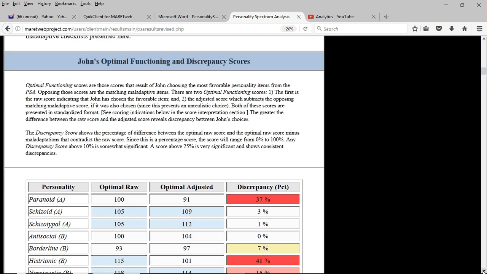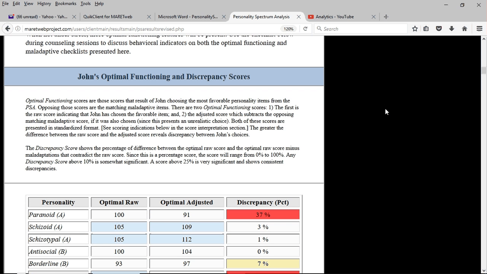We're going to look at optimal functioning, discrepancy next time, and the whole concept of the raw score. This is where it really starts to get interesting, and this is where you can really begin to make some progress with your client. But we're going to stop this for now. Hopefully once we get here and you understand these concepts, it'll make things a little clearer. Might have to go over these videos a few times.